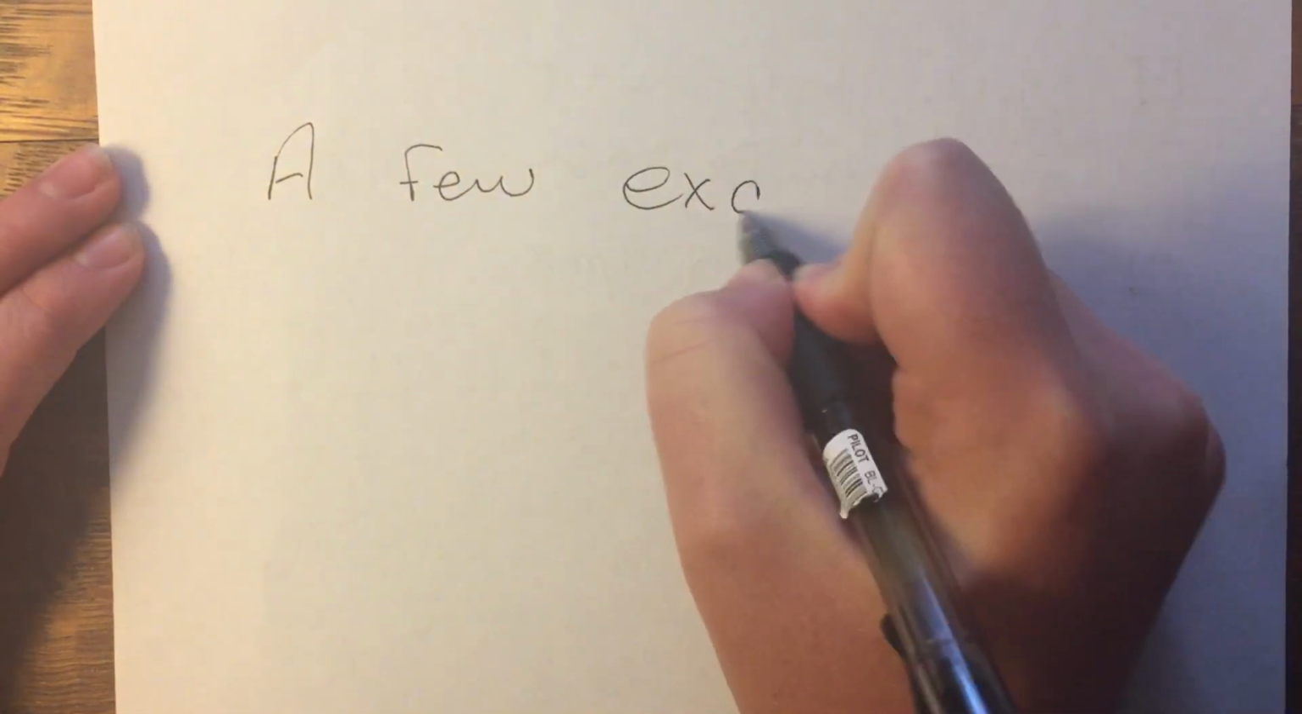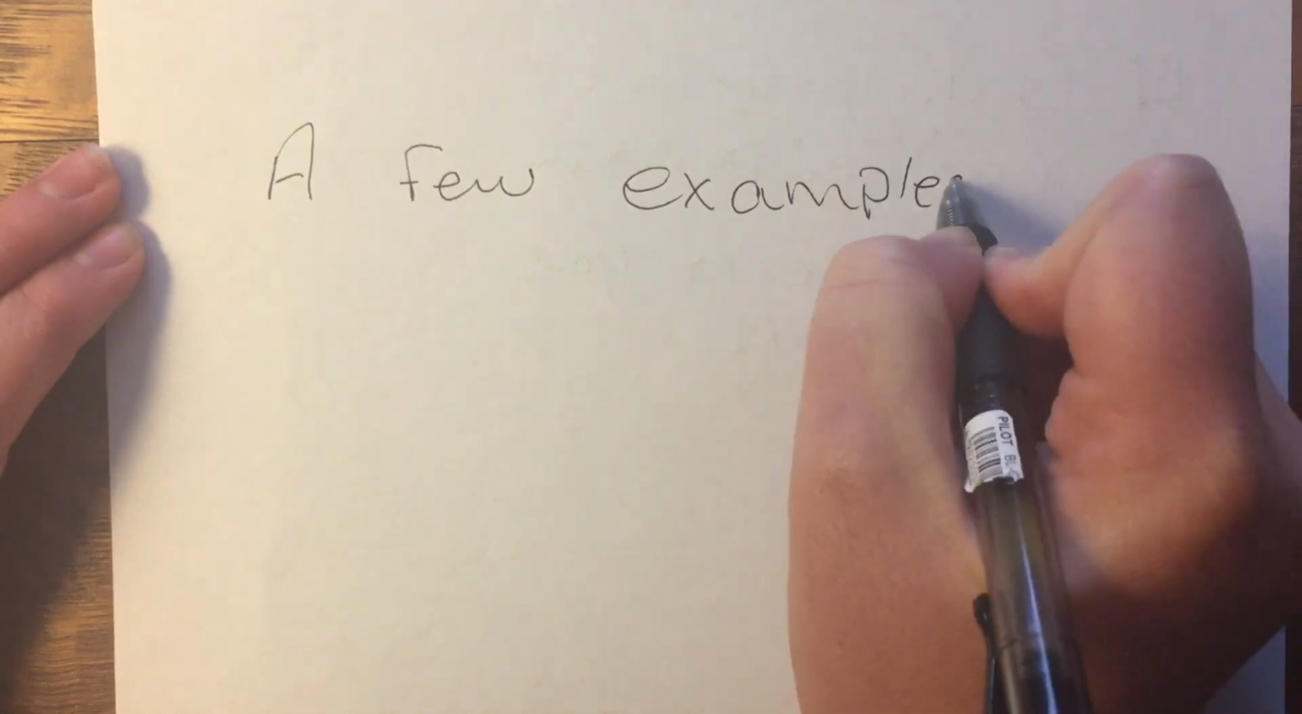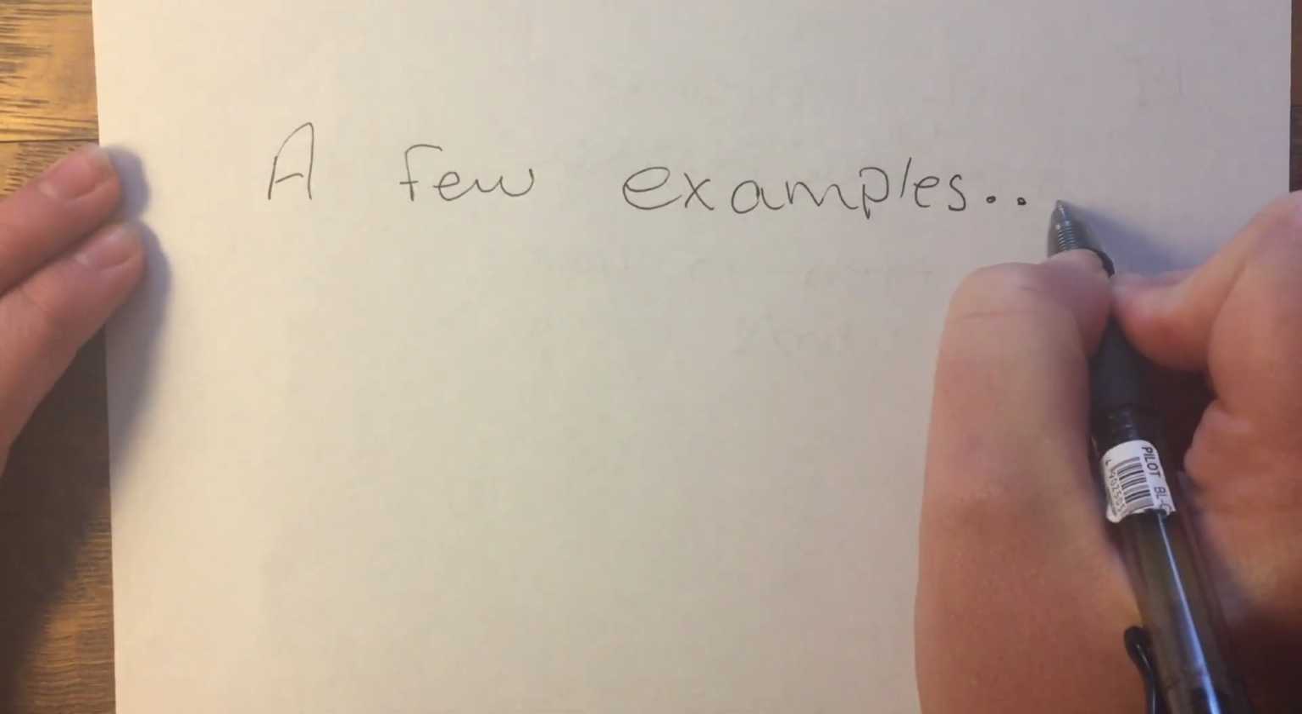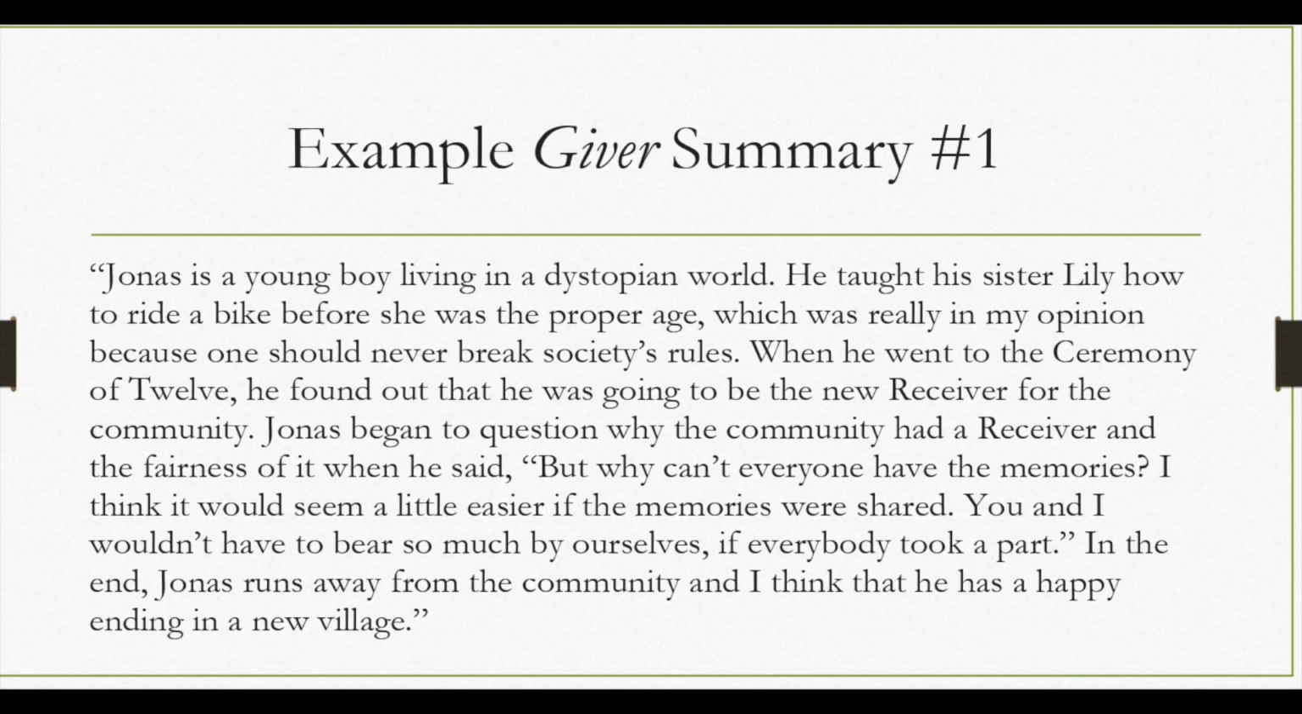Now we are going to give you 2 examples of summaries of The Giver. For each one, use the checklist to evaluate whether it is a good or bad summary. Make sure you can explain why. Here is the first example. Pause the video now and restart after you have gone through the checklist and evaluated the summary.